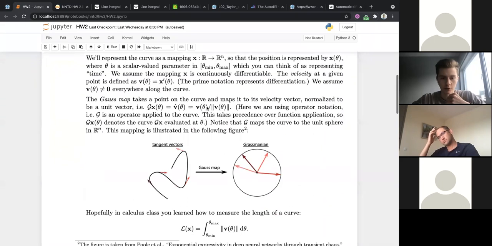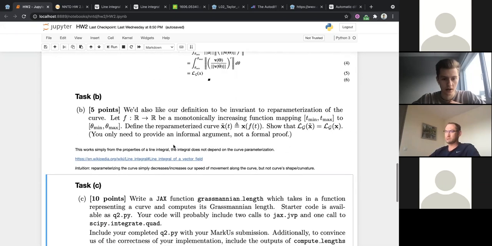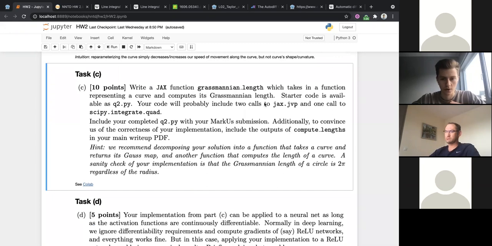We take the derivatives to get velocities, we normalize them, and that becomes our Gauss map of the original curve. And then for that Gauss map, we calculate the length. So the way they suggested to structure the code is to have a function that takes a curve and returns its Gauss map, and another function that computes the length of any curve. And we can just apply it to take the length of this Gauss map.